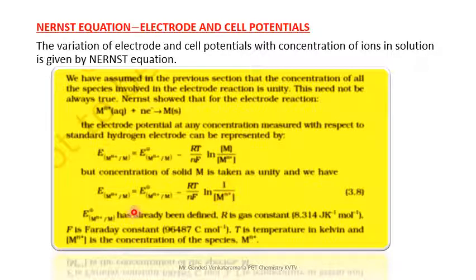This is the relation. E naught of M n plus by M has already been defined. E naught is the standard electrode potential, which has already been defined. R is the gas constant, 8.314 joule per Kelvin per mole. F is Faraday's constant, approximately 96,500 coulomb per mole. T is the temperature in Kelvin, and the square brackets represent the concentration of the species. This is very important: the concentration of the solid is taken as unity, 1. Clear? Now we will see what will happen.